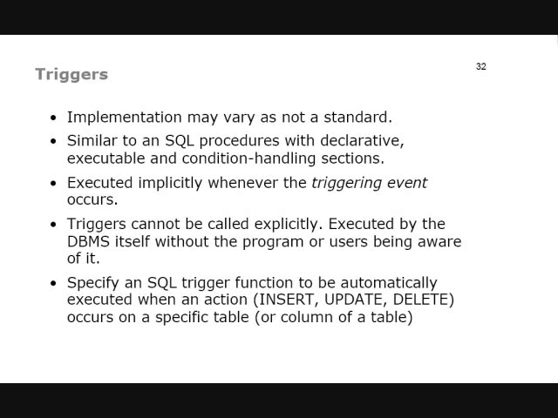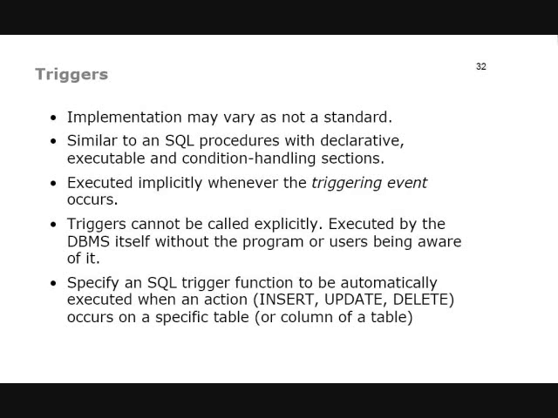So they are very good for certain things like maintaining complex constraints, maintaining tables which keep record of what happens in the database, audit tables, enforcing particular difficult constraints, doing automatic updates. All of these things we can use a trigger for. You cannot call a trigger specifically. It will execute by itself when the triggering event occurs. And an SQL trigger is something that is automatically executed when there is an action, which is either an insert, an update, or a delete, on a specific table or on a column of a table.